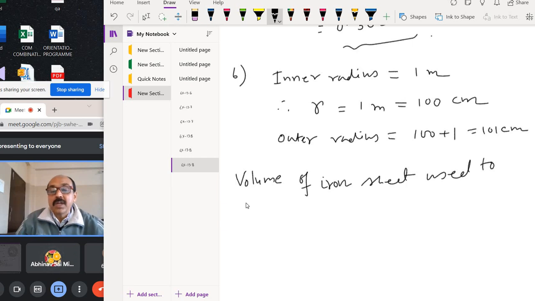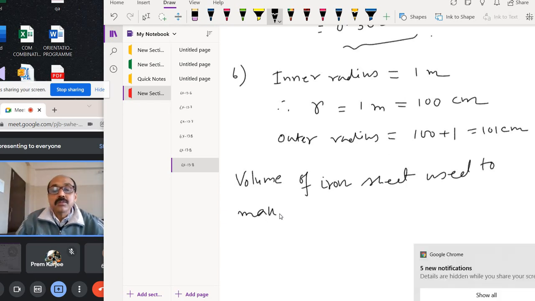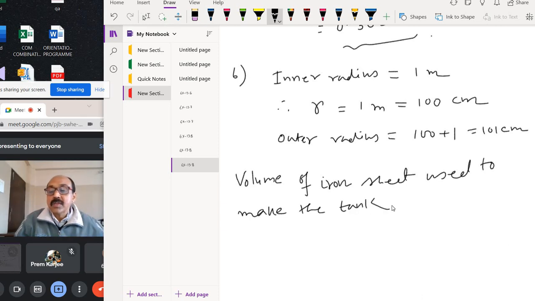Abhinav, Sir, no way it's Abhinav Sai Mishra. It's someone else, sir. volume of iron sheet used to make the tank. Abhinav, then sound again, I'll off. Sound.